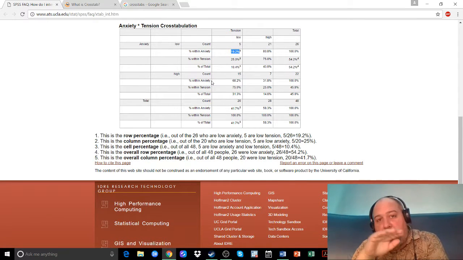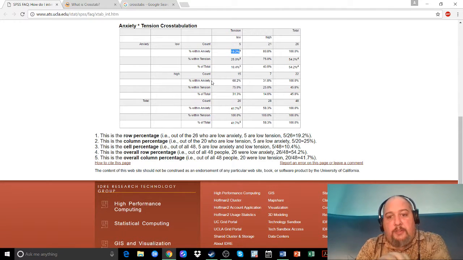I want to interpret it in terms of the rows, interpret it in terms of the columns, and then interpret it in terms of the total. That's how I always do it. How do I discuss a crosstabs table? Okay.